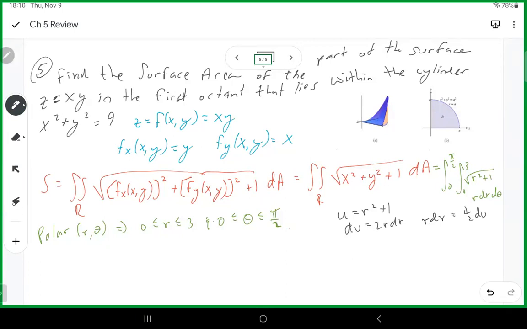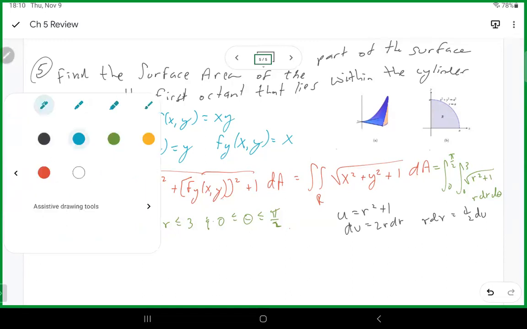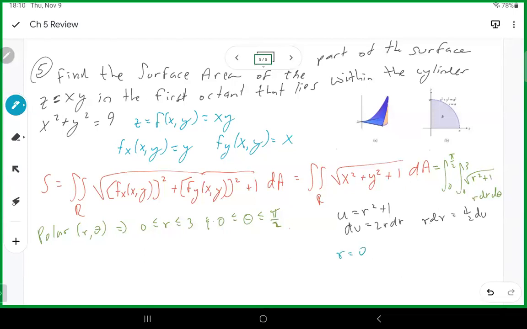We would also change the limits. If r equals 0, then u would equal 1, right? 0 squared plus 1 is 1. If r equals 3, then u equals 10. Same thing, 3 squared plus 1, so 10.